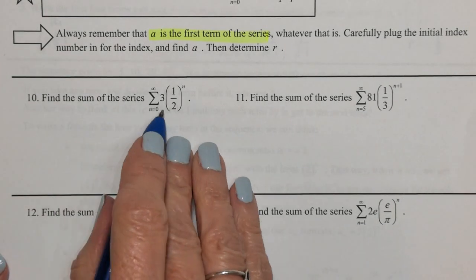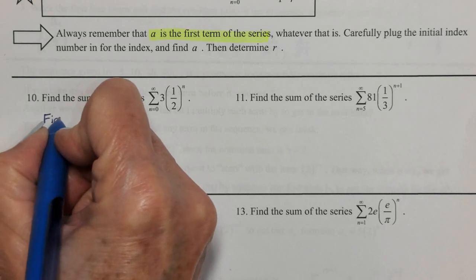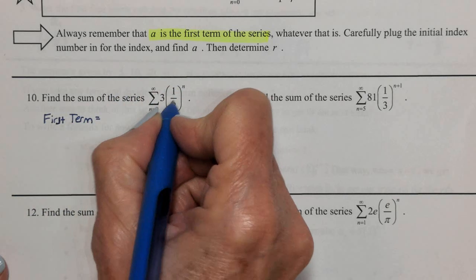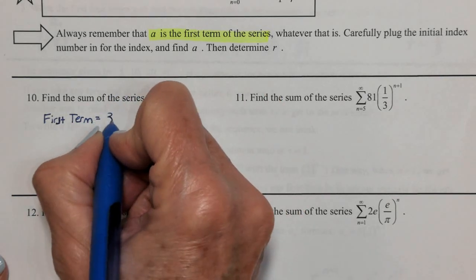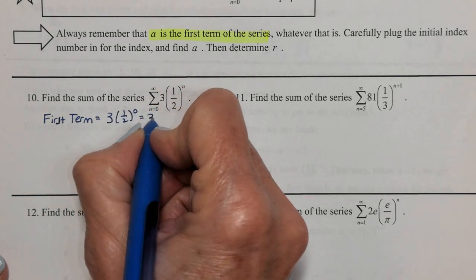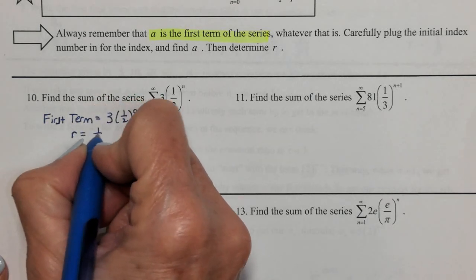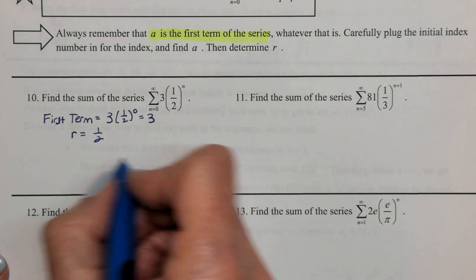Let's find the sum of this series. All we need to know is our first term and our r. The first term here, if I plug in 0 for n, I'm going to have 3 times 1/2 to the 0. 1/2 to the 0 is 1. So our first term is just 3. Our r is 1/2. It's the base of our exponential term.